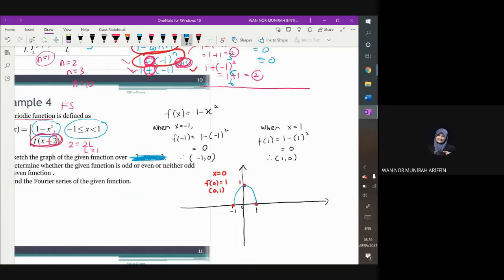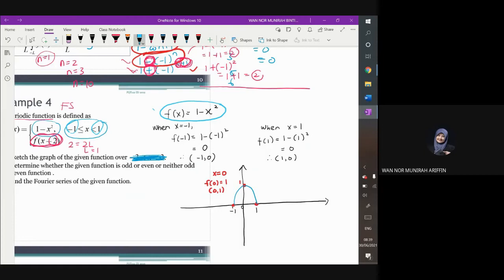So I want to sketch the graph. 1 minus x squared is a quadratic function. So you will never get a linear graph or a uniform graph like this. The idea is a quadratic graph. For those who don't know how to draw, I will teach step by step. f(x) equals 1 minus x squared is your function, with limit x from negative 1 to 1. I want to know what is my y, what is the point of f(x).